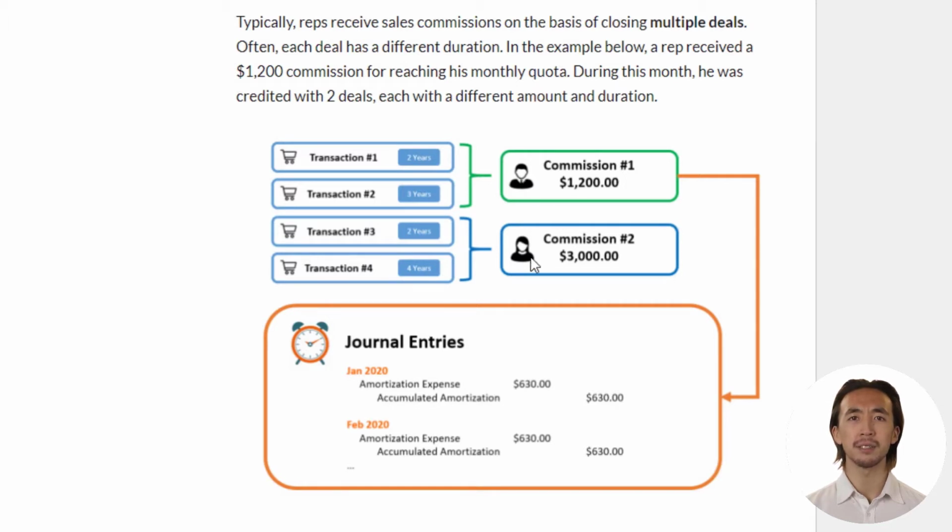ASC 606 requires you to amortize the cost of commissions over each contract's duration. For example, if you paid $1,200 in commissions on a 2-year subscription, you should amortize its cost over a 2-year period. To ensure compliance, we must examine each commission, find corresponding contract durations, and generate an amortization schedule.